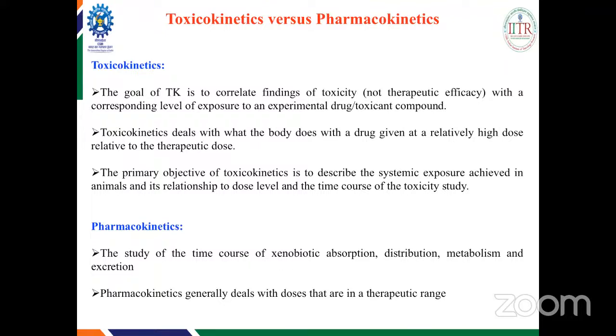So when we study the ADME of a molecule in a toxicological study, we call it toxicokinetics. When we study the ADME properties of any given drug molecule, especially at the therapeutic level, we call it pharmacokinetics. So fundamentally, both are the same. We study absorption, distribution, metabolism, and excretion in both toxicokinetics and pharmacokinetics. But how we interpret this data in terms of toxicity and therapeutic efficacy makes the difference between toxicokinetics and pharmacokinetics.